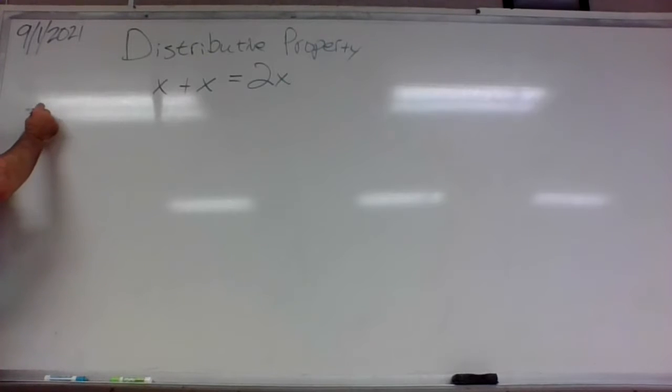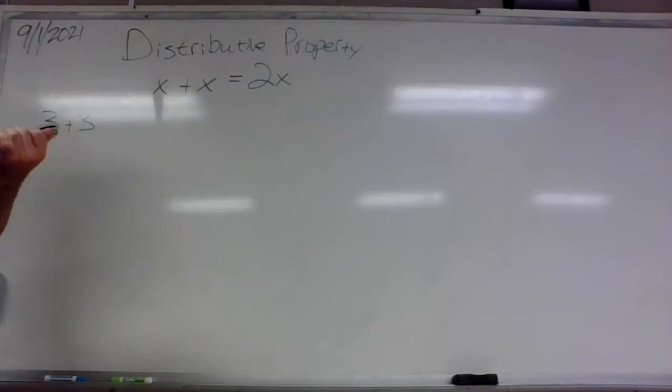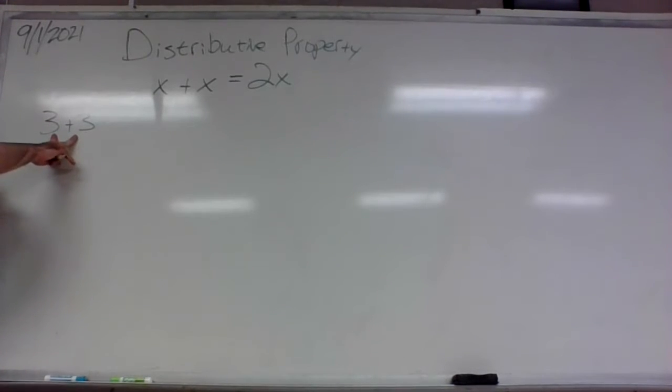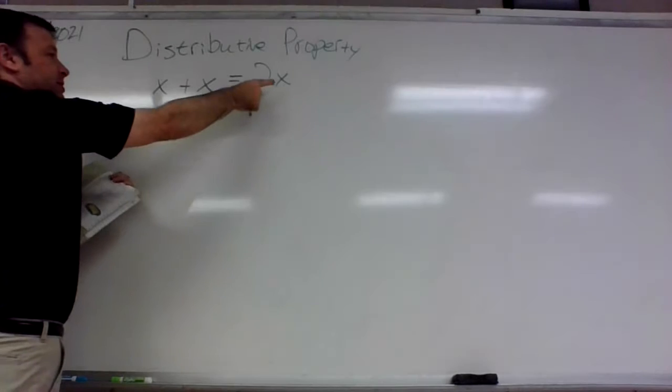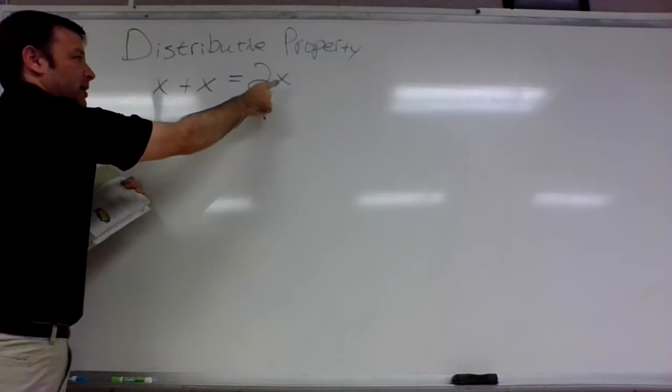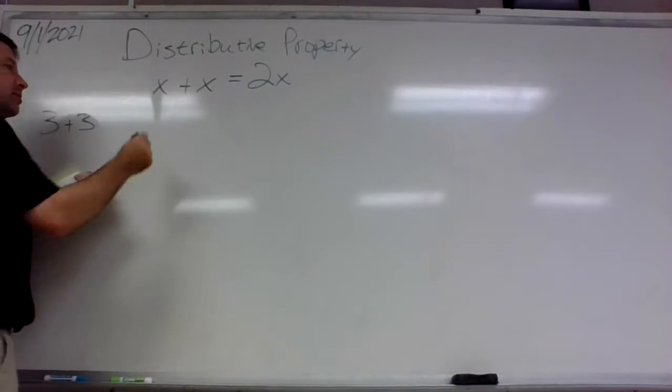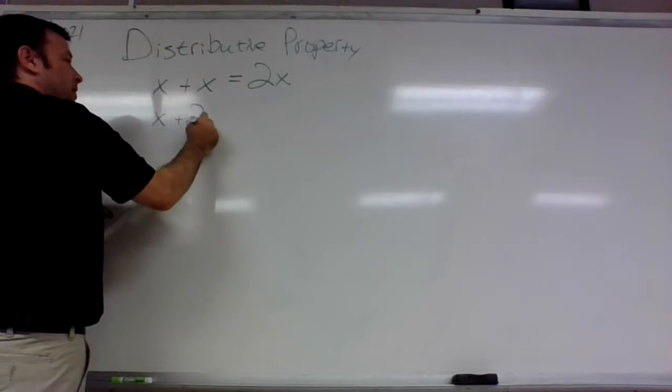Why is that true? Because what's 3 plus 3? 6. But it's the same thing as 3 times 2, right? 3 plus 3 is the same as 2 times 3. That's what times means. It means that many 3's added together. So x plus x just means 2 times x. 2x.